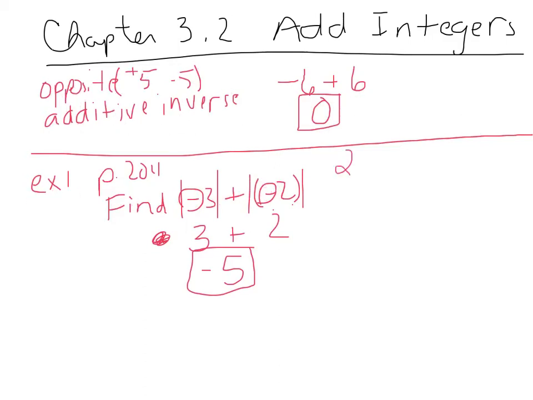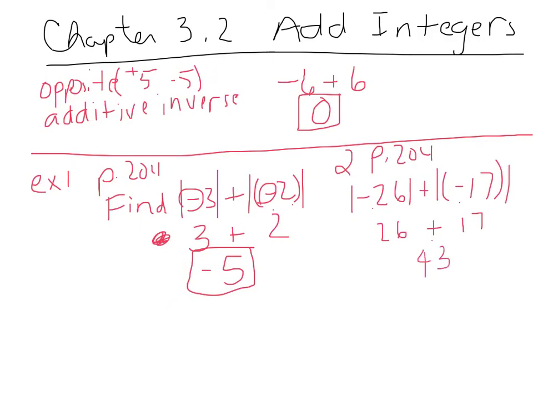Let's do Example 2 on page 204, and it says find -26 plus a -17. So they're both negative signs because it's all about the signs, and we can put absolute values in here. The distance here would be 26 plus the distance here would be 17, and so we add them up and we get 43, but because they're both negative, the answer is negative.